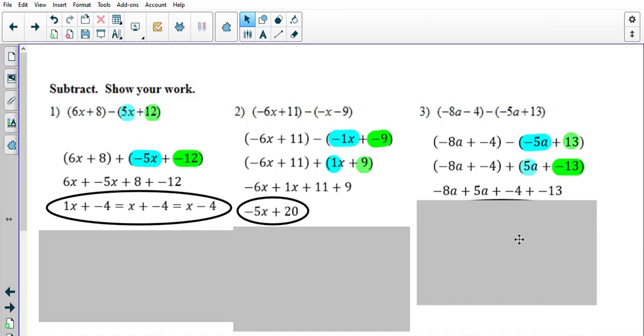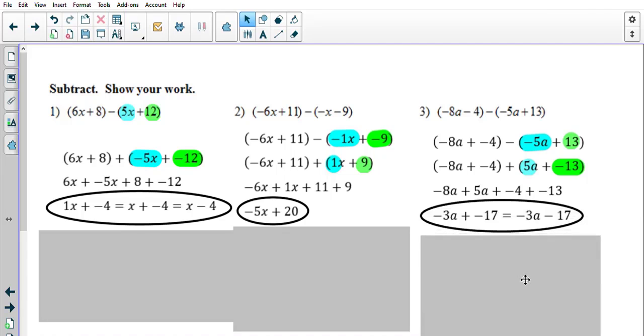Let's combine them. Negative 8a plus 5a is negative 3a. Negative 4 plus negative 13 is negative 17. So my final solution is negative 3a minus 17, or negative 3a plus negative 17. All right, moving right along.